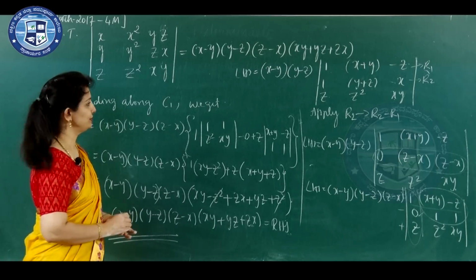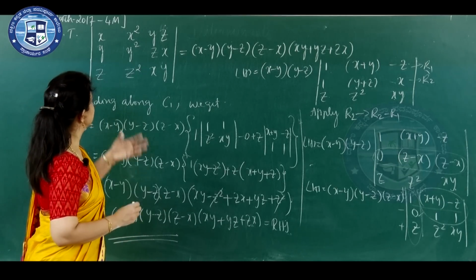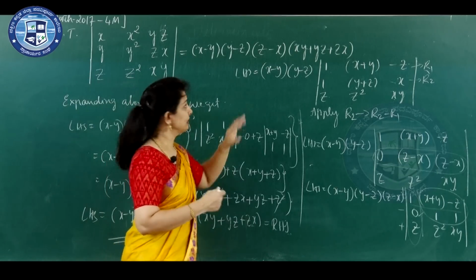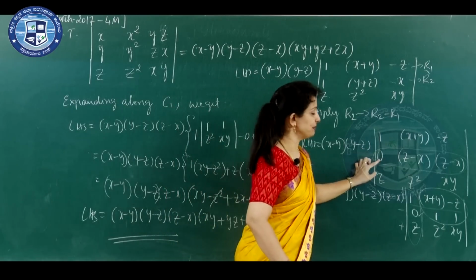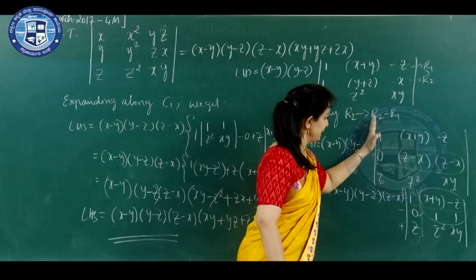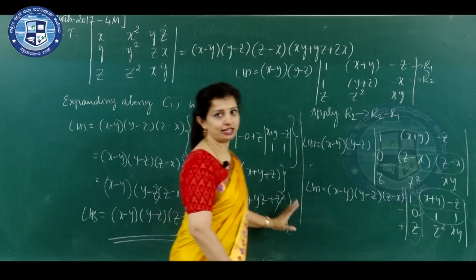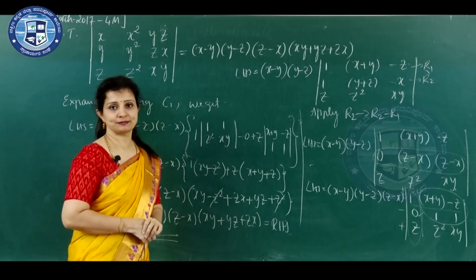Hence the proof. So first we applied subtracting the 2 rows, got the factors of RHS, and then got the maximum zeros. Here we got only 1 zero. Expanding along the first column we get all the factors of RHS.